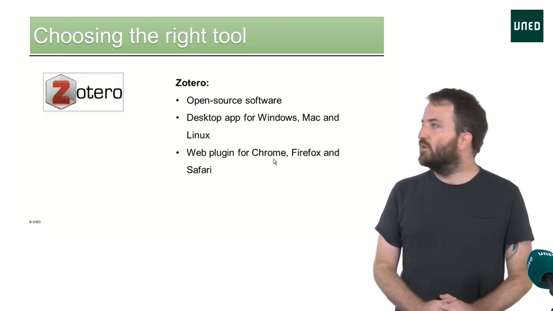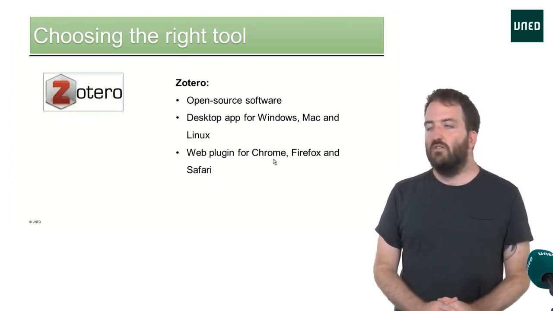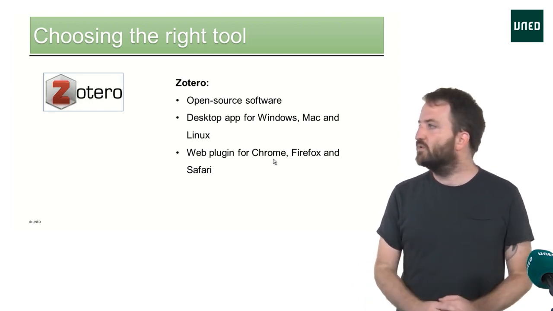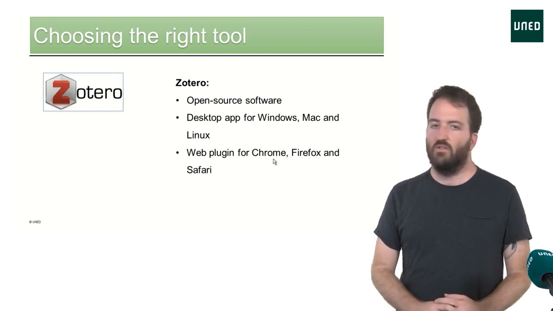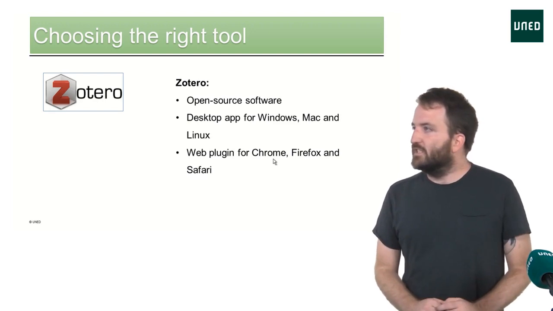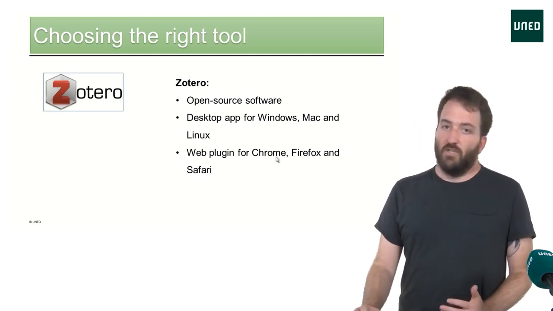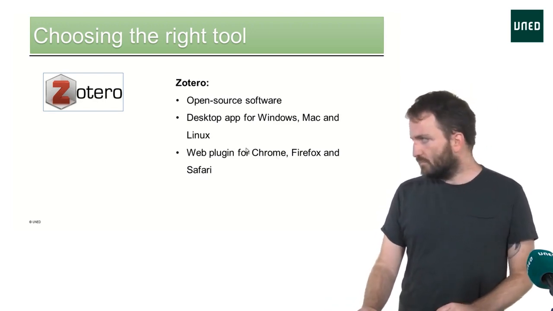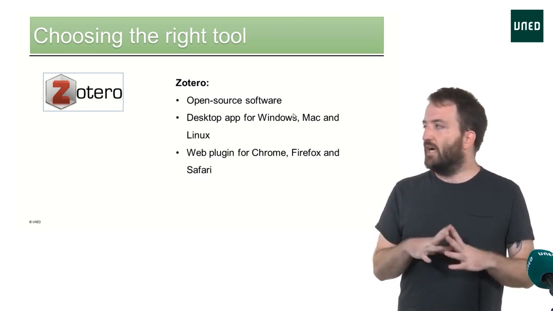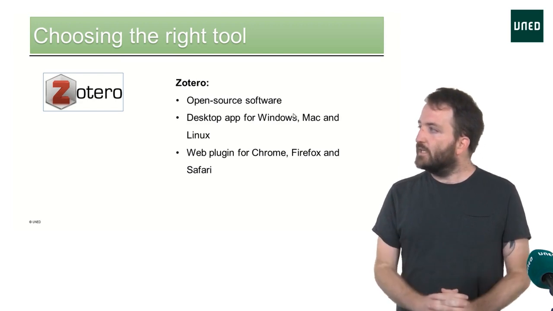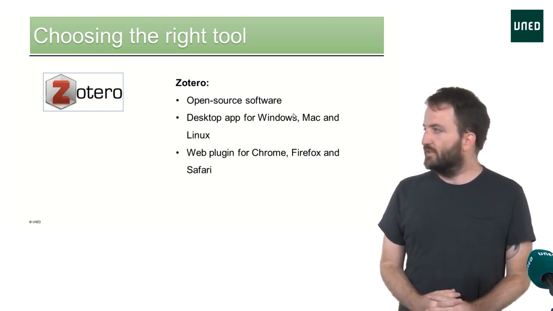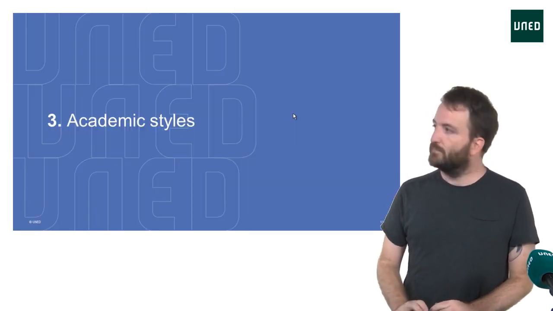And the last one we're looking at is Zotero. The main difference between Zotero and the previous two is that it's an open source software. So it was developed by volunteers and it's free for everyone to use. Again, this has, besides the web application, a desktop app that should work in Windows, Mac, and Linux. And the plugin works for Chrome, Firefox, and Safari.